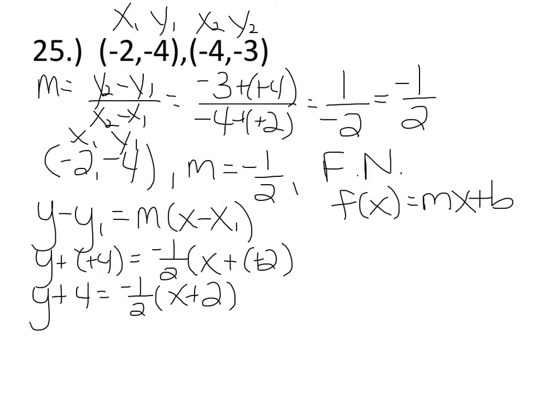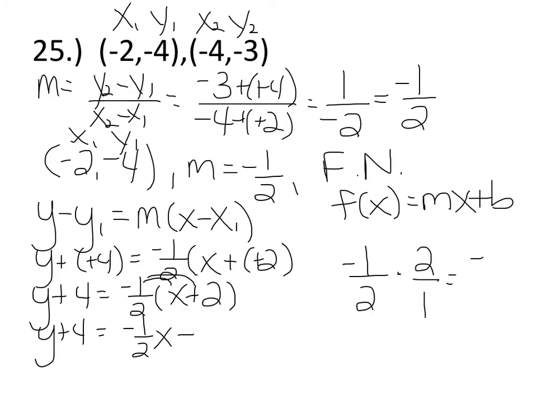All right, function notation. Distribute the negative 1/2, so we have y plus 4 is equal to negative 1/2 x minus, now look, negative 1/2 times 2 over 1 is going to give you negative 2 over 2. Multiply straight across. Negative 1 times 2 is negative 2. 2 times 1 is 2. Negative 2 over 2 is just negative 1.